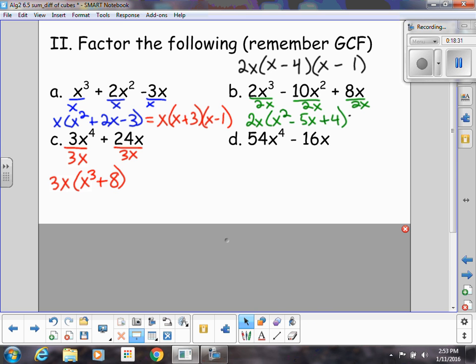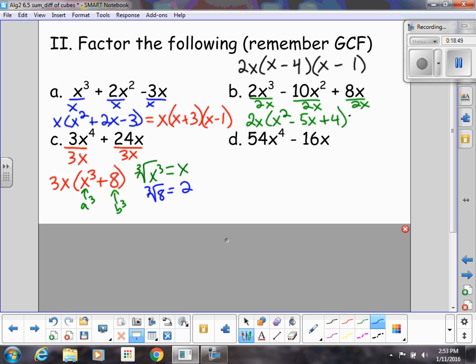Okay, so reminder, this is like my a cubed. This is like my b cubed. And we're going to take the cube root of each of them. So the cube root of x cubed is just x. And the cube root of 8 is 2. If you don't know that, just use your calculator.